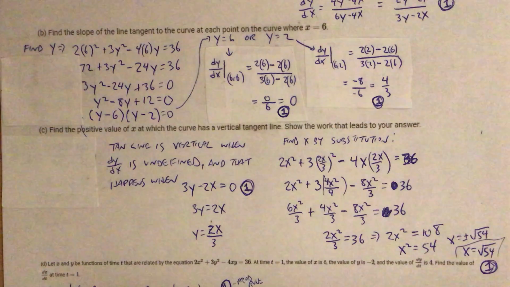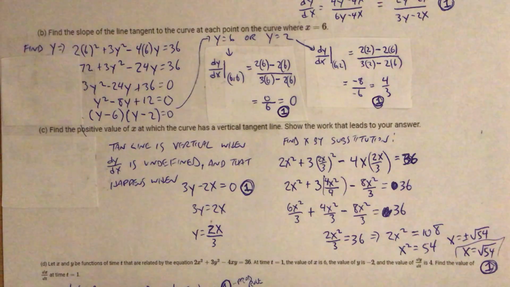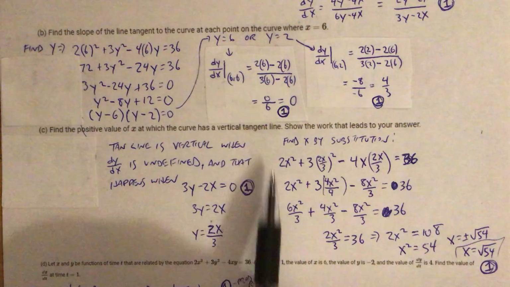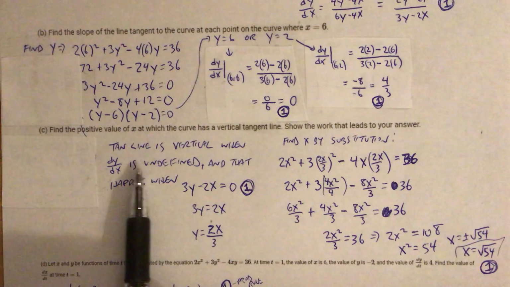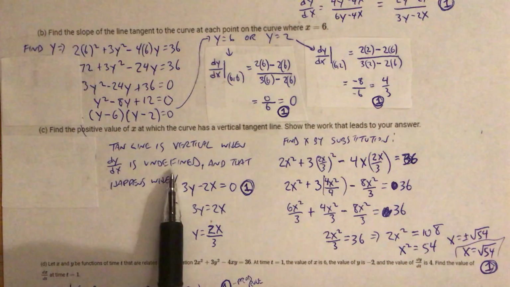It's like an infinite quantity, but infinity is not a number, and it's finicky. So basically we say it's undefined. So what you have to know is, if they want a vertical tangent line, they want the tangent line to go straight up and down. In order for that to happen, the tangent line will be vertical when the slope, aka the derivative, is undefined.